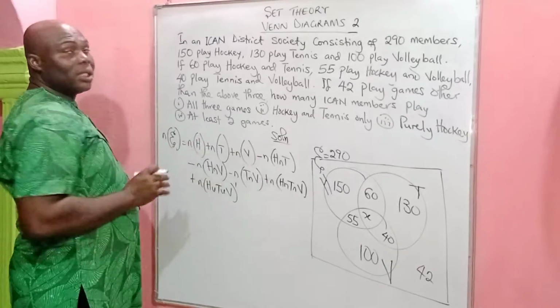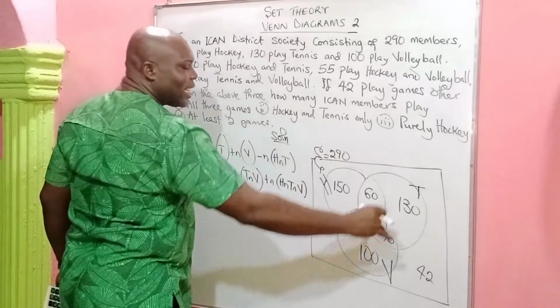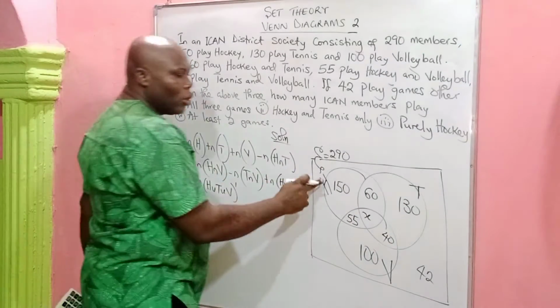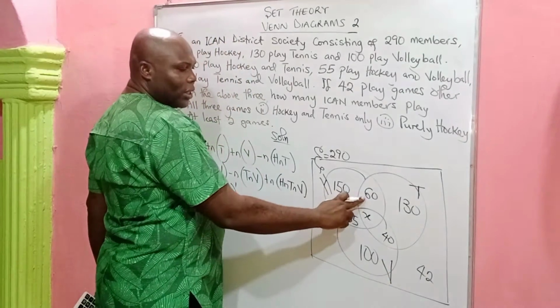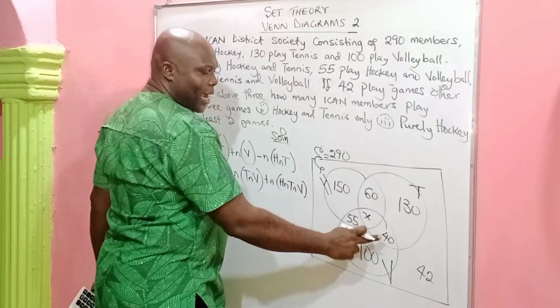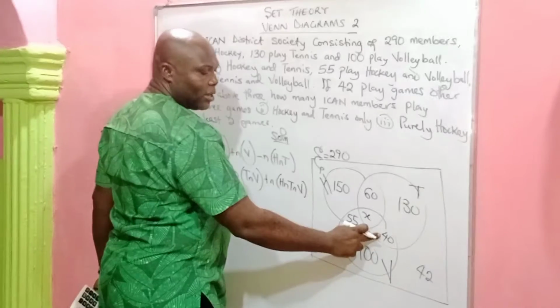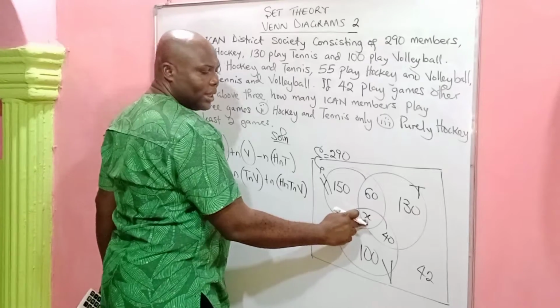So this is the formula. Irrespective of the letters that are being used, follow it that way. The number for this, plus the number for this, plus the number for this, minus this intersection, minus this intersection, minus this intersection, plus this and plus this. That's all you need to do.